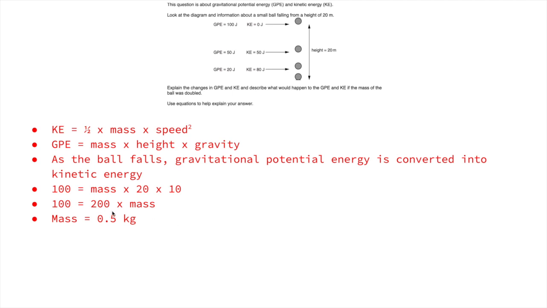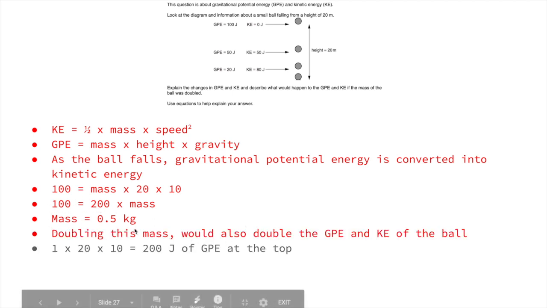And if we think then, if I double that mass, if I made it 1, my gravitational potential energy would double. Okay, so doubling this mass would also double the gravitational potential energy. And if I've changed my gravitational potential energy, if I made that 200, well then my kinetic energy must also double, because it's the same energy, it's just moving between different types. And if you wanted to, you could show that with an equation as well.